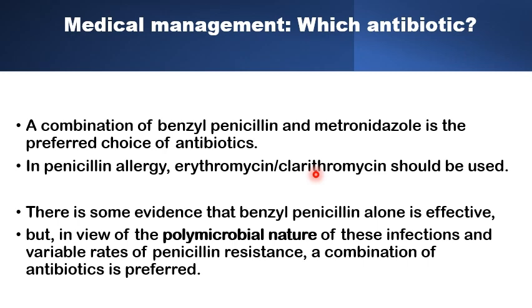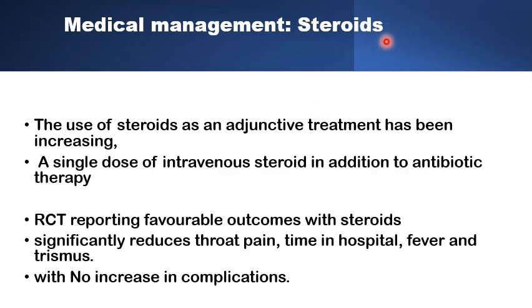There is some evidence that benzyl penicillin alone is effective, but considering the high rate of polymicrobial nature of the peritonsillar abscess, particularly in type 2 of the abscess where there are multiple organisms, the addition of metronidazole is essential. The other line of medical treatment would be steroids, in the form of a single dose of intravenous steroid in addition to the antibiotic therapy.